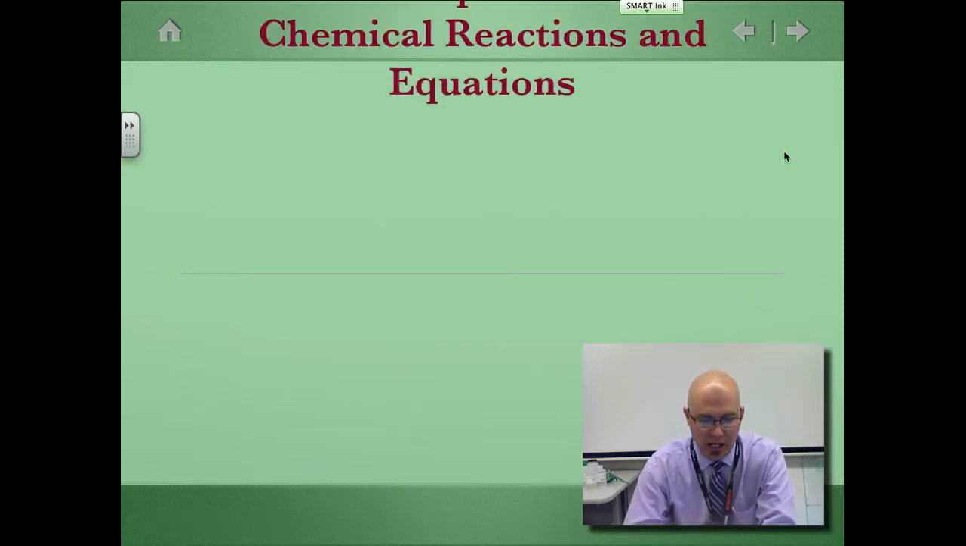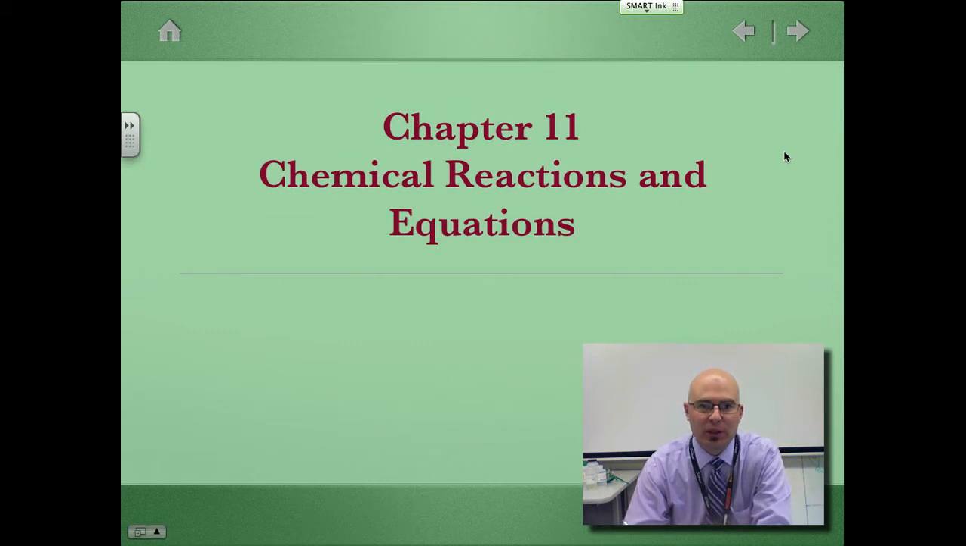Okay, so the next unit that we're going to be moving towards is our Chapter 11 in our textbook. Chapter 11 is Chemical Reactions and Equations. And so we're certainly going to start to get into the details on what happens when chemical reactions take place and how to look at those equations. We're going to balance equations. We're going to look at the different types of equations.